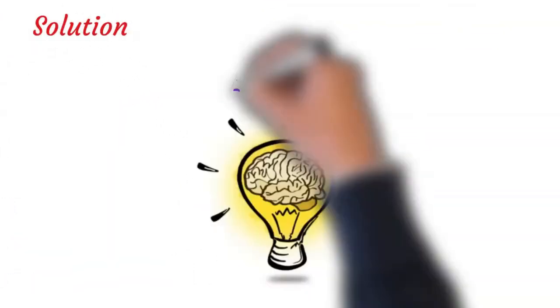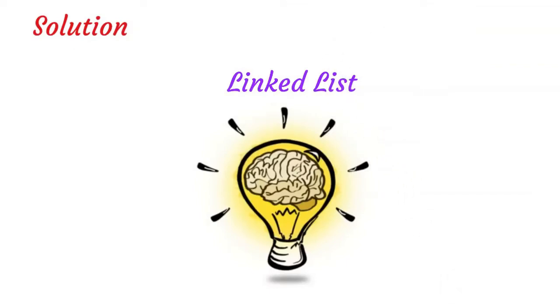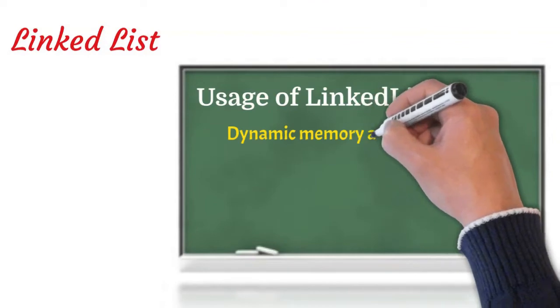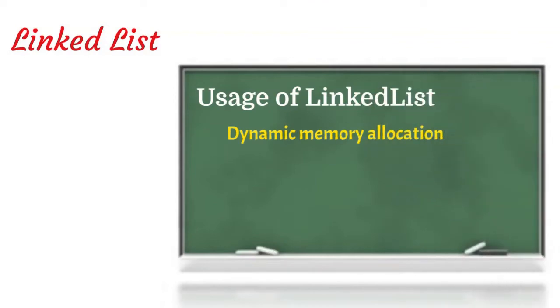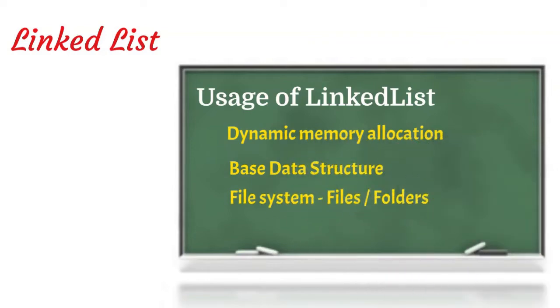To address these issues with arrays, linked list is used. It is used mainly in dynamic memory allocation. Also, used as base data structure for implementing other data structure like stack, queue, hash table, graphs. Also, the building blocks of files system, that is folders and files, are another place where we use this data structure.